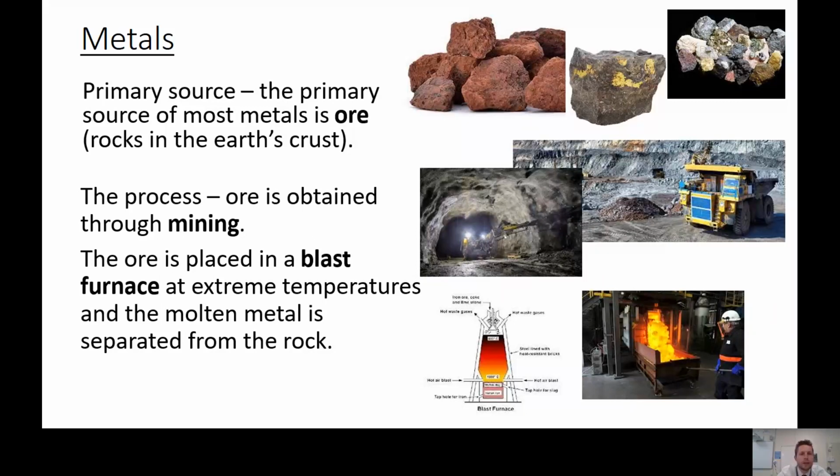So that's material number 2 then. So our metals, they come from a rock called ore. So metal comes from ore, which are rocks found in the Earth's crust. The process, well, ore is obtained through mining, as you can see in the pictures on the right hand side. And then once the ore has been mined, it's placed in a blast furnace where it faces extreme temperatures, and the metal then liquefies, becomes molten metal, and separates from the rock.